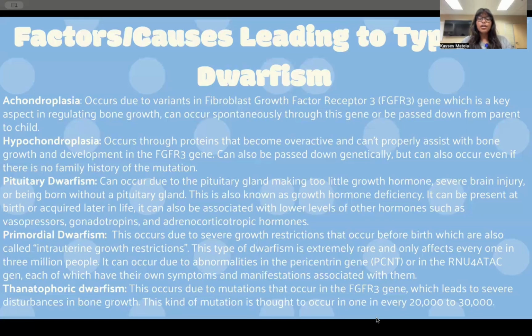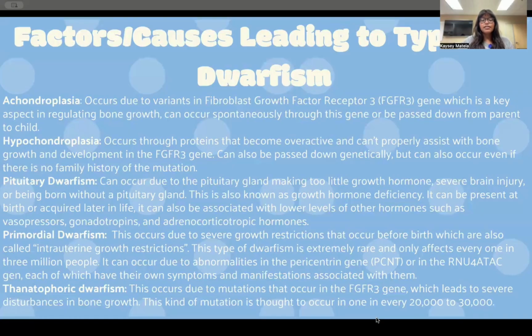It can also be associated with lower levels of other hormones such as vasopressin, gonadotropins, or adrenocorticotropic hormone. Primordial dwarfism. This occurs due to severe growth restriction before birth, also called intrauterine growth restriction. This type of dwarfism is extremely rare and only affects about 1 in every 3 million people. It can also occur due to abnormalities in the pericentrin gene or in the RNU4ATAC gene, each of which has its own symptoms and manifestations.